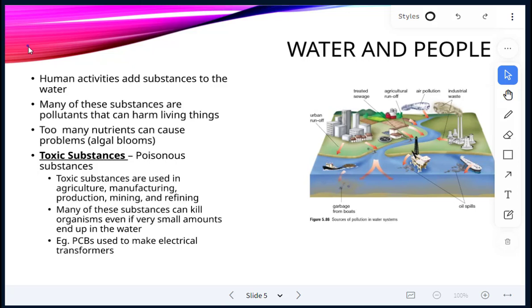For example, PCBs, which are used to make electrical transformers, can get into the water system. This diagram is showing different sources of pollution: from boats, we've got garbage, oil spills, industrial waste, air pollution, agricultural runoff, treated sewage, and urban runoff. So there are a lot of different ways that toxic substances can enter our water.